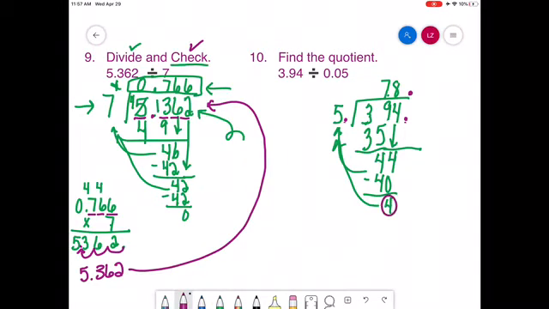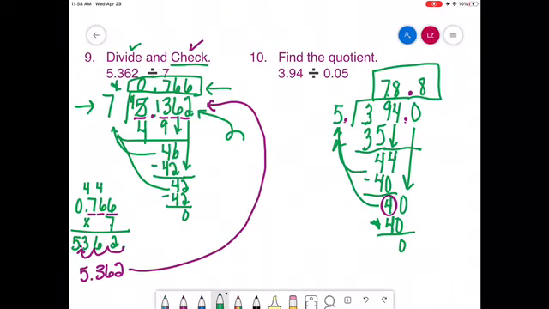Oh no, we cannot have a remainder when we are doing decimals. So what do we do? We can add a 0, and we can bring it down. Now we have 40, and 5 goes into 40 8 times. 8 times 5 is 40. Subtract. We get a 0. 0 is less than 5. Nothing to bring down. No remainder. Our answer is 78 and 8/10. Good job if you got that right.